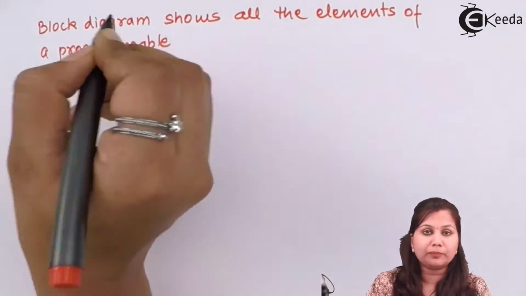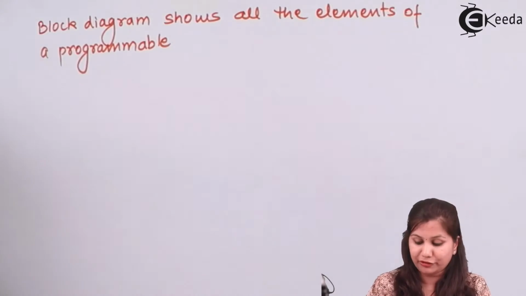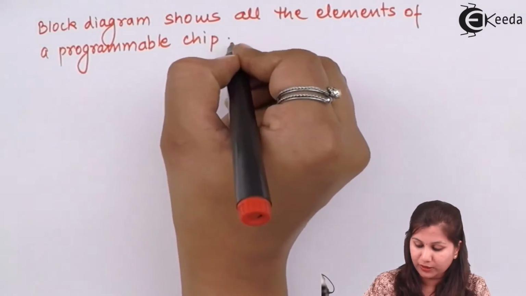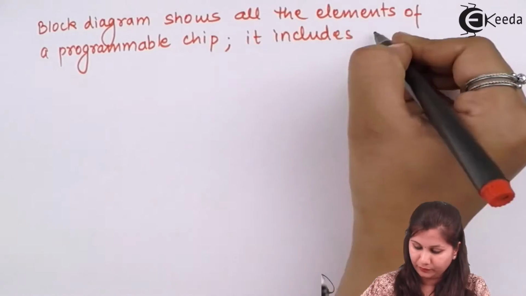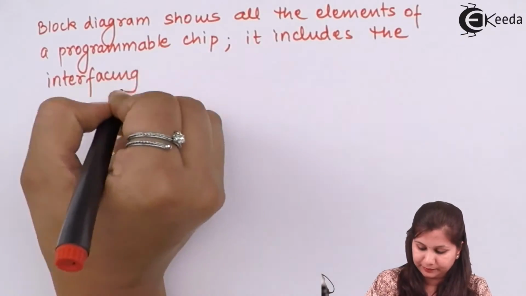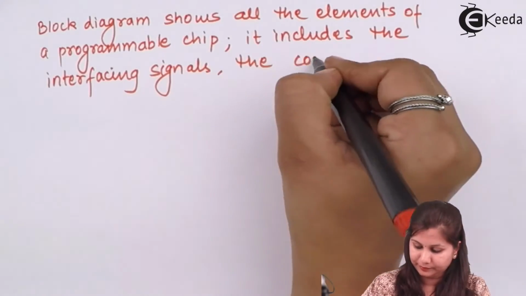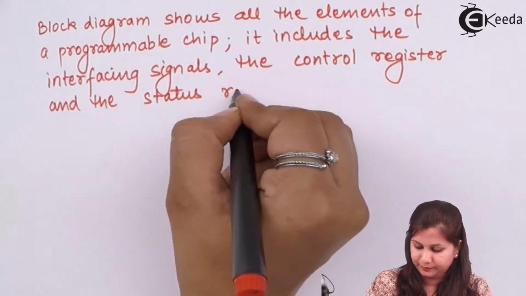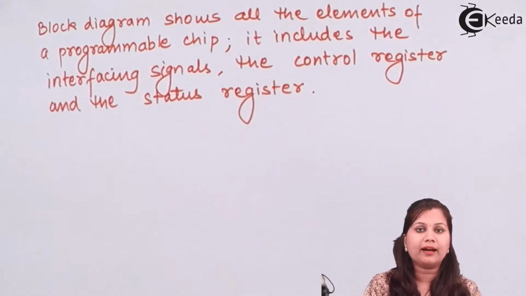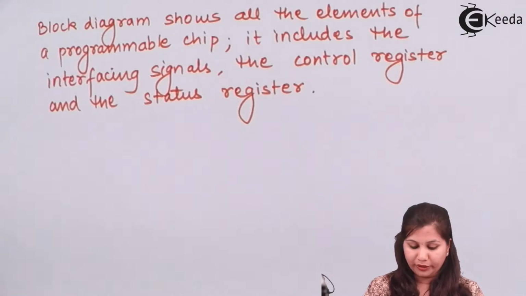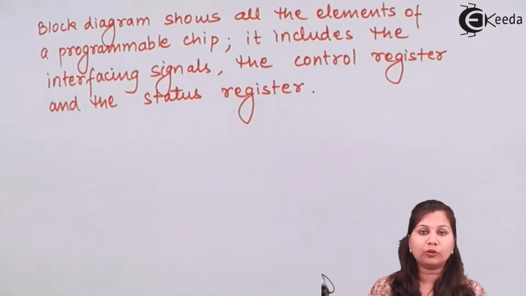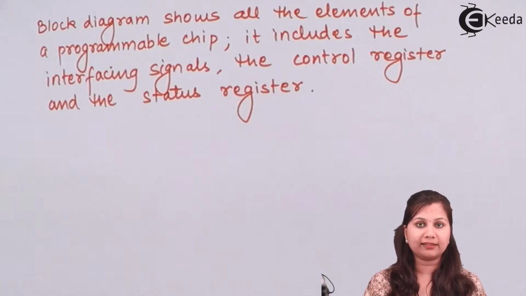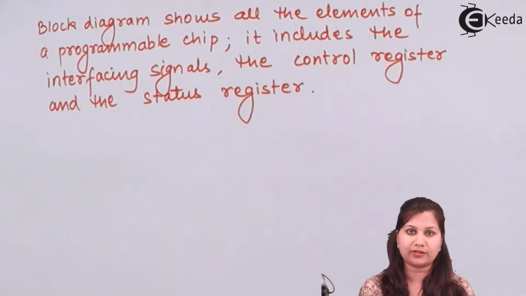It is the definition of the block diagram, that what is the block diagram of a chip. Block diagram shows us all the elements of a programmable chip. It includes the control register and the status register. So in the block diagram of 8251, we are going to see all the elements of 8251 along with the interfacing signals, control register and the status register.